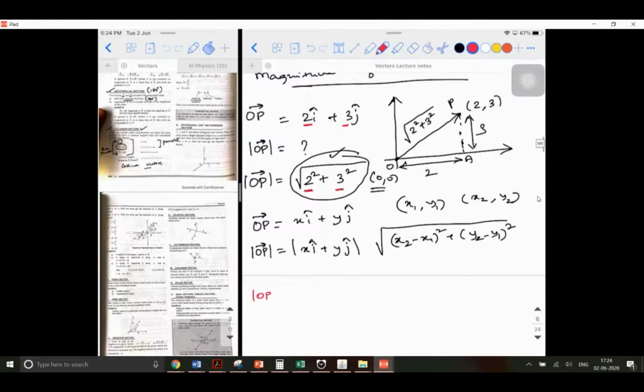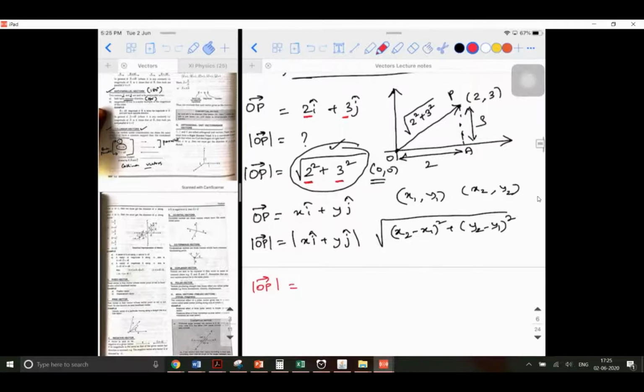Yes. Then if that is the case, how do I write the magnitude of OP vector? Square root of x square plus y square. As simple as that. That's it, x square plus y square.